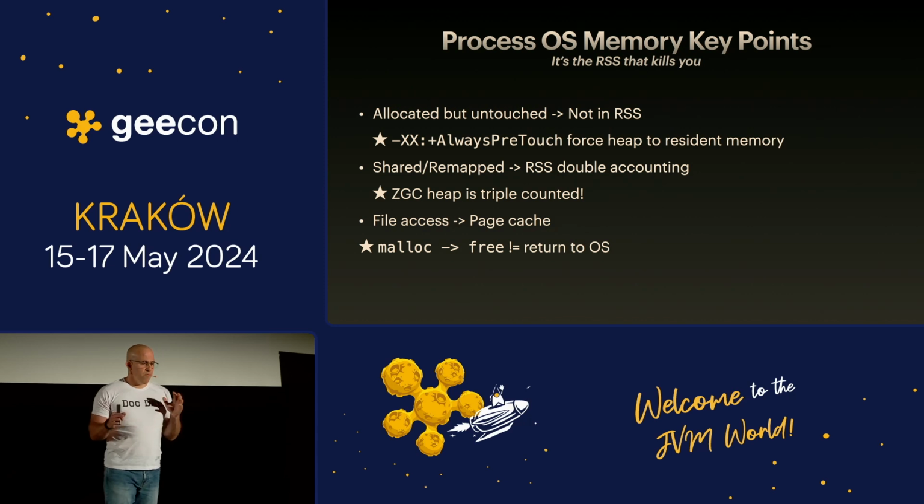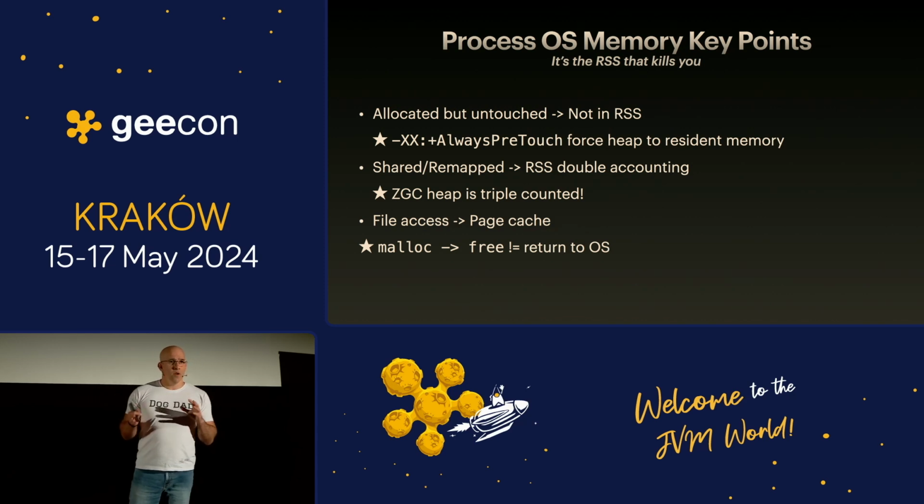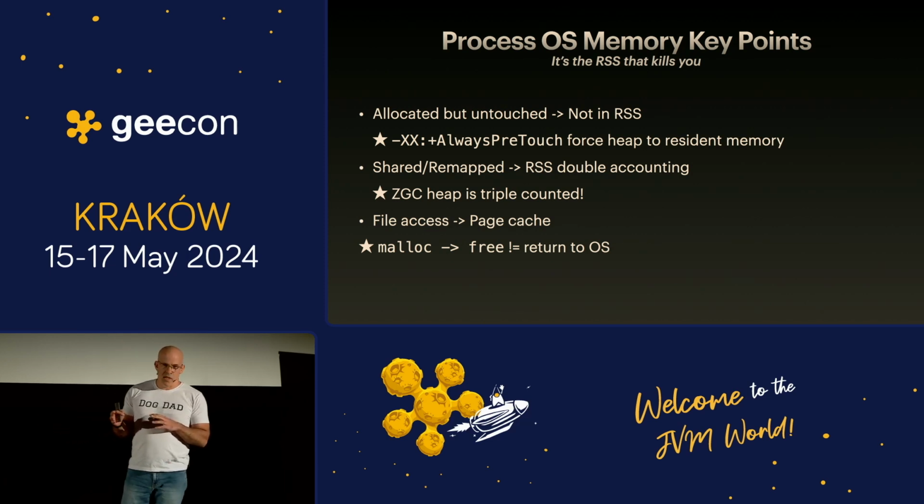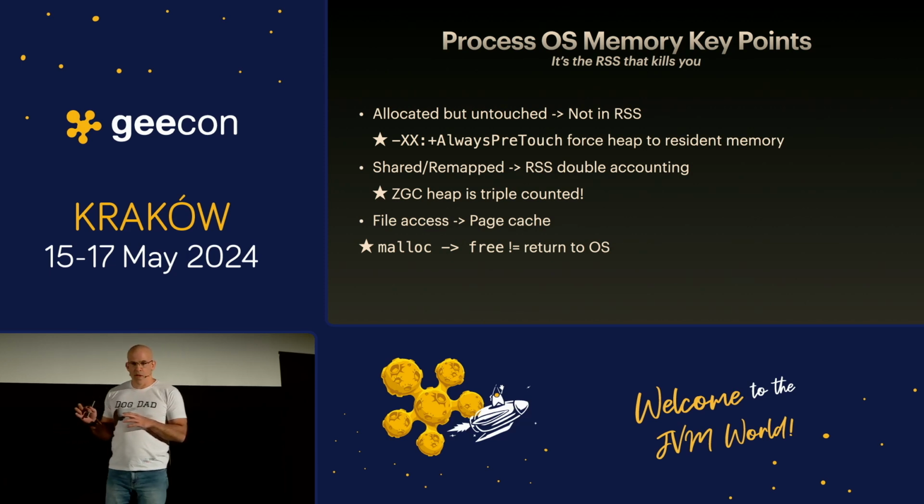ZGC does weird things with memory. In particular, it remaps the heap 3 times. And so if you look at RSS with a JVM running ZGC, you'll have a nasty surprise. So just be ready for that.